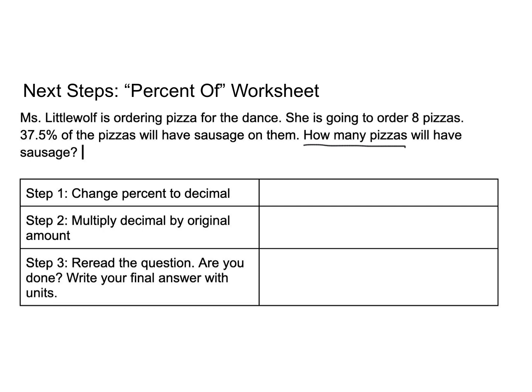So our first step is going to be to change our percent to a decimal. You may notice there's already a decimal here, but there's also a percent. We can have a decimal percent, so we still need to change this to 0.375 by dividing by 100. Then we're going to multiply that times the original amount, times 8. Put that into the calculator.